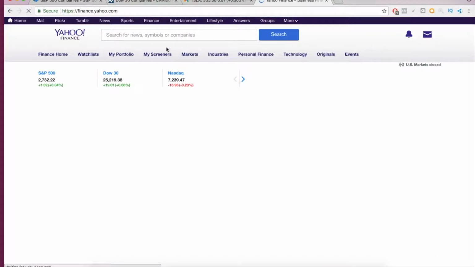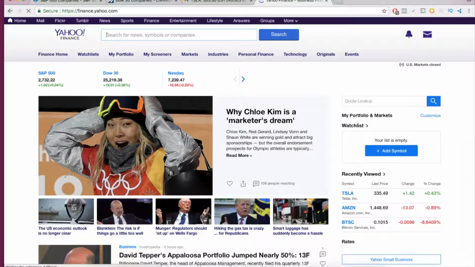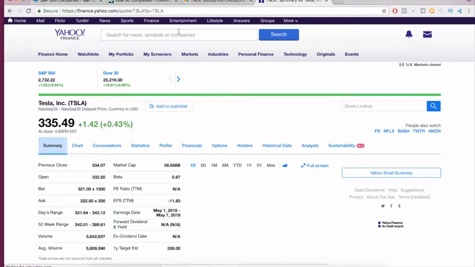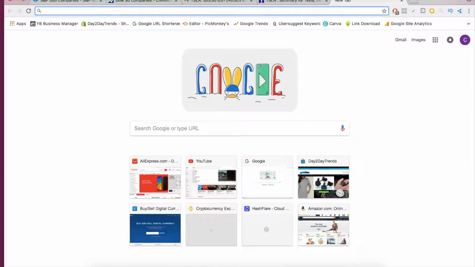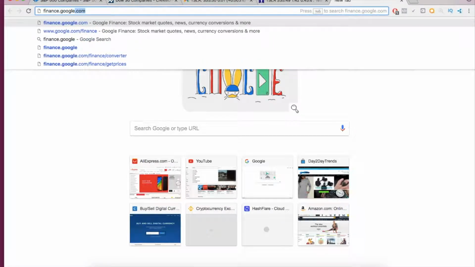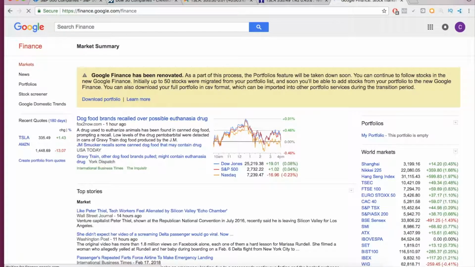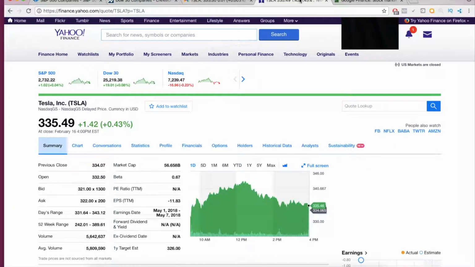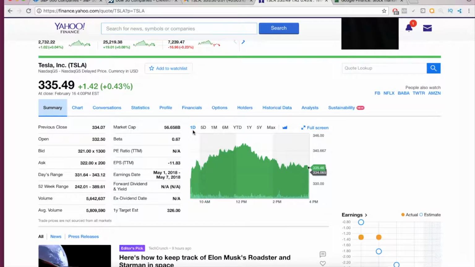So we're going to come in here and do a quick search on Tesla. In the meantime, I'm also going to do a quick comparison with Finance Yahoo, so that way you can see how each of the platforms looks, and you get to pick which one works best for you. Like I mentioned, I actually like Yahoo a lot better because of the following reasons.